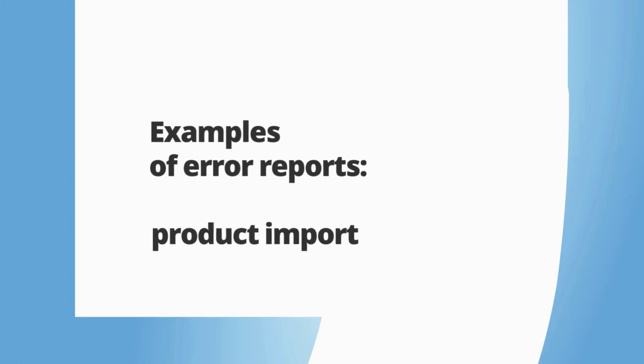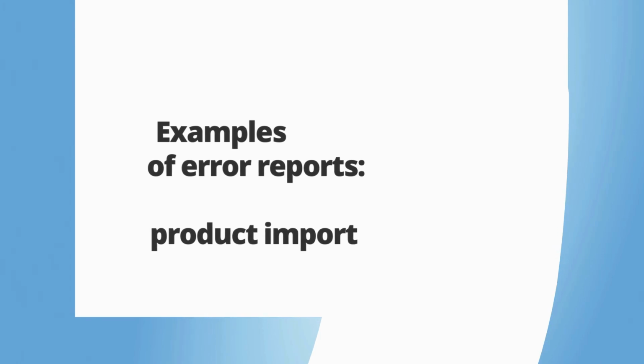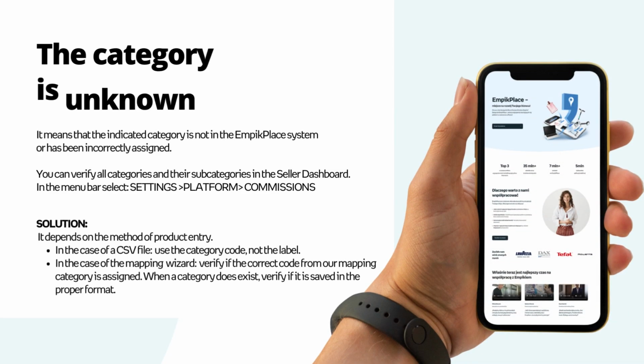Let us see examples of error reports that may occur during product or offer imports. The first one is the category is unknown. It means that the indicated category is not in the Empik Play system or has been assigned incorrectly. You can verify all categories and their subcategories in the Seller dashboard. In the menu bar, select Settings, Platform, Commissions.